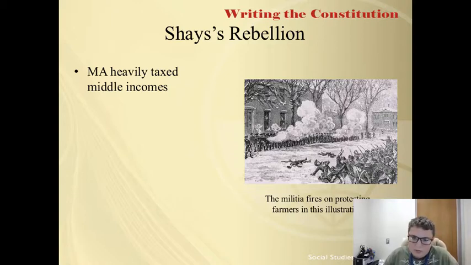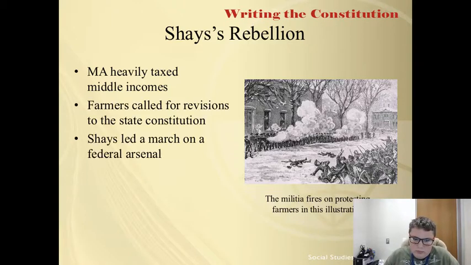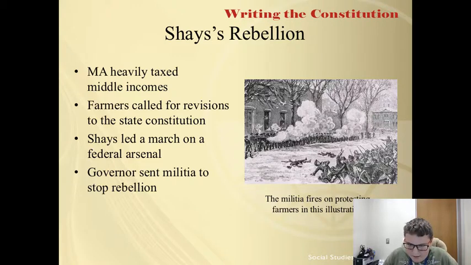and stopping the rebels in an attempt to seize the federal arsenal at Springfield. Four farmers died and several others were wounded. After forces under Governor Bowdoin crushed the rebellion, Shays managed to flee to Canada. However, 2 rebels were hanged for their role, while several others received death sentences.